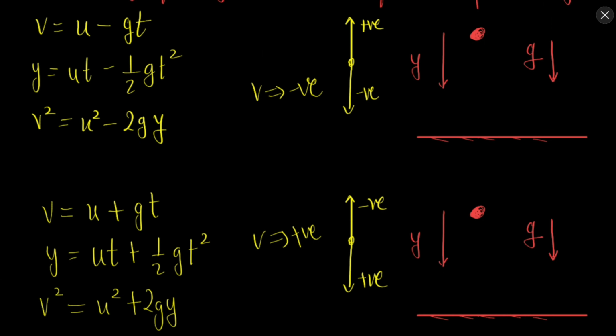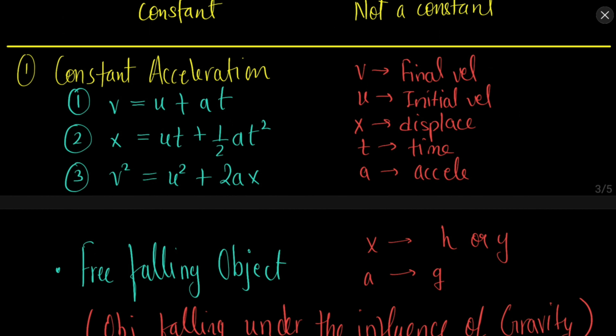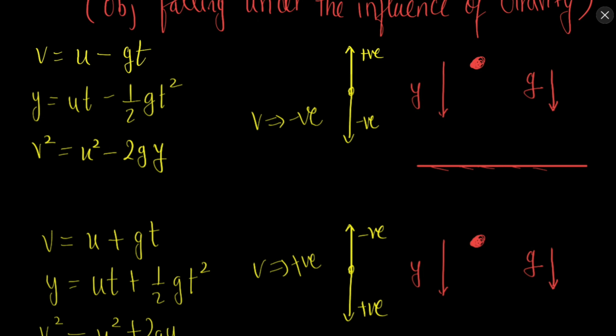So let's continue from the last lecture. We discussed the three equations of motion. Now in this lecture we'll start with the derivation of these three equations. These three equations are valid when the acceleration is constant. Keep this in mind. So we'll start with the first equation. Let's start with the derivation.